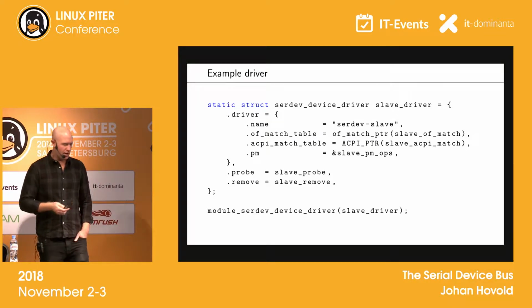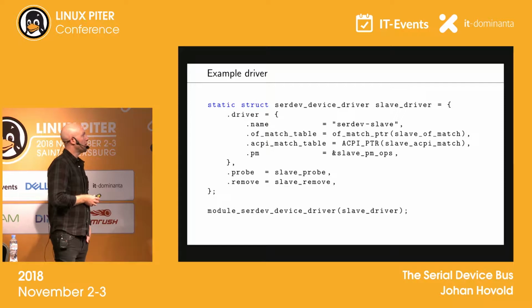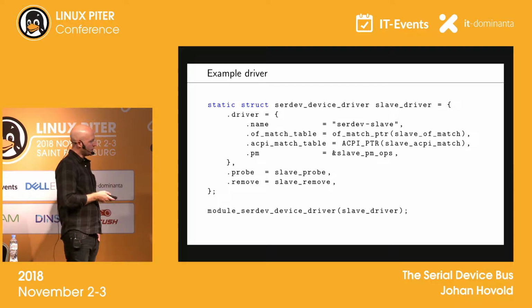All right, so if we put all this together, here's an example of what a serdev device driver might look like. We have a struct serdev_device_driver you need to fill out. It has an embedded device_driver struct where you set your name, your device tree match table, your ACPI match table, and your power management operations. Other than that, it's just a probe and remove callback, and we have a convenience macro for registering these slave device drivers.